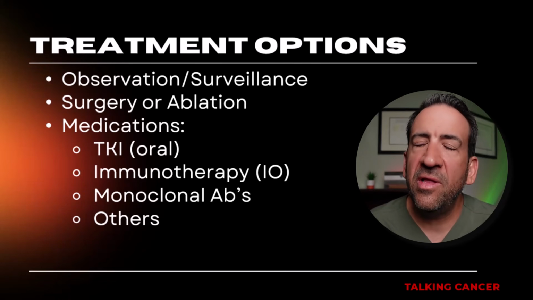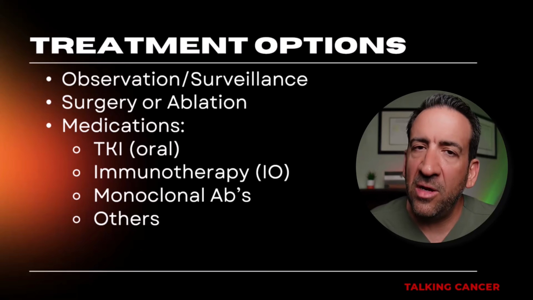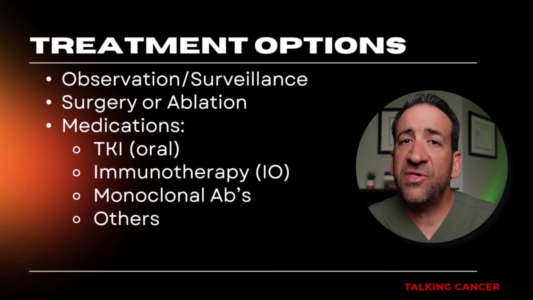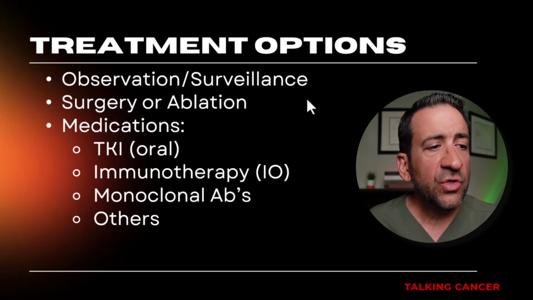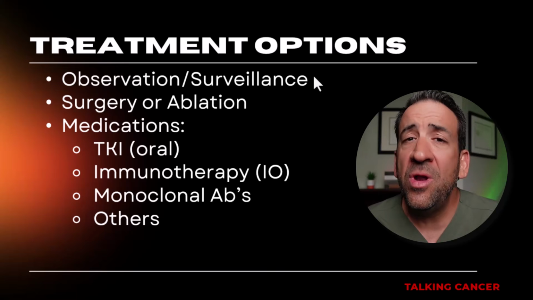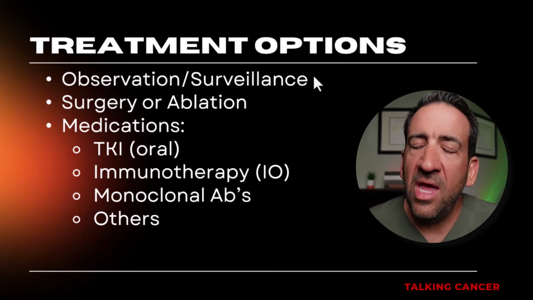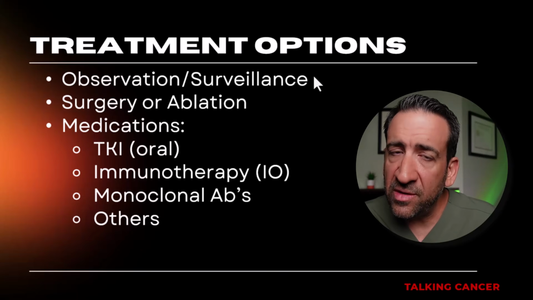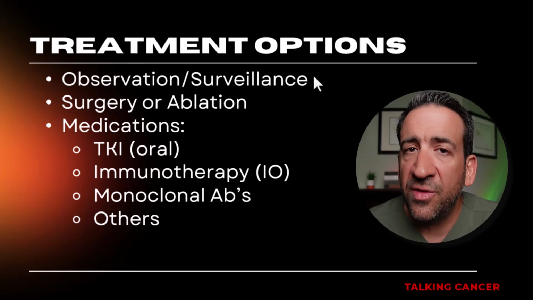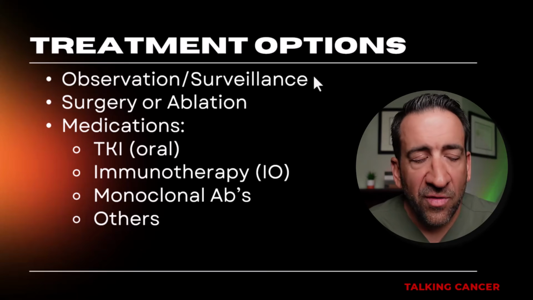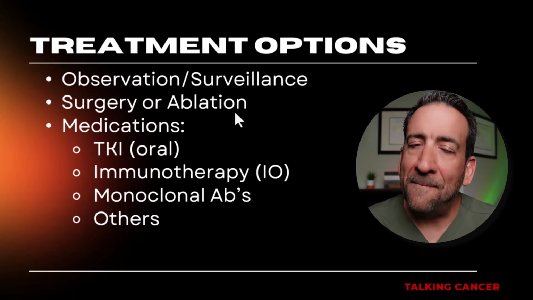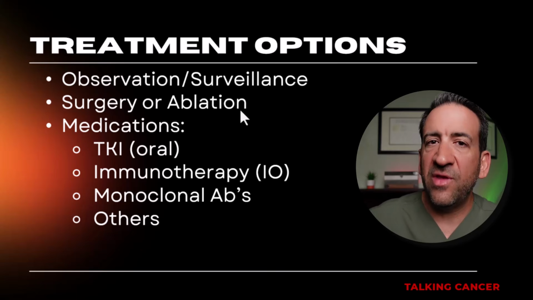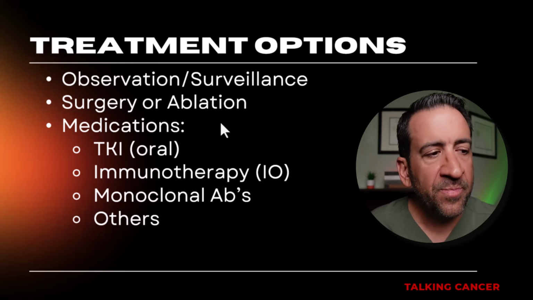On this slide, I'm going to tell you all the different treatment options available for renal cell carcinoma. Then on the subsequent slides, we're going to break them down one by one. The first treatment option is to do nothing. That's right. Sometimes in renal cell carcinoma, depending on the stage and the patient, we might opt to do nothing and simply observe. We're going to go over this. The next one is surgery, where either we take it out, or ablation, where we burn it or freeze it with a catheter.